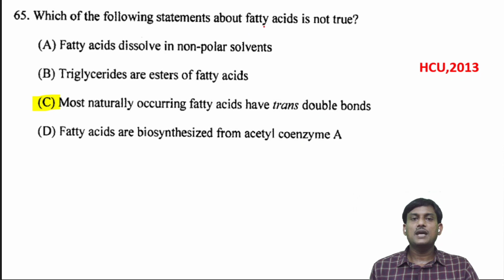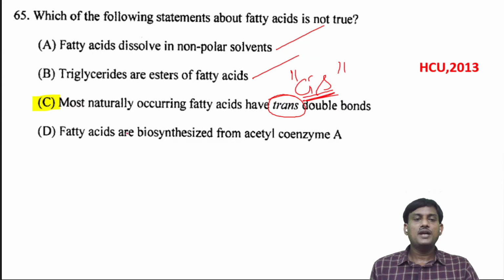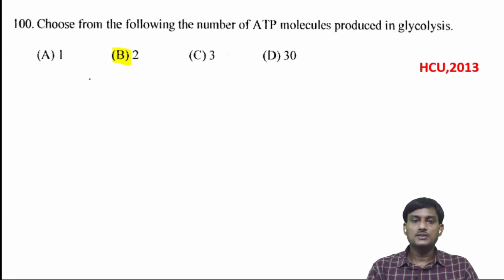Which of the following statements about fatty acids is not true? The fatty acids are dissolved in nonpolar solvents. These are not dissolved in polar solvents. And these are triglycerides or esters of fatty acids. This one is also correct. Most naturally occurring fatty acids have cis double bonds, not trans. Fatty acids are biosynthesized from acetyl coenzyme A. This one is also a correct option. So what is not true? The false statement is C.